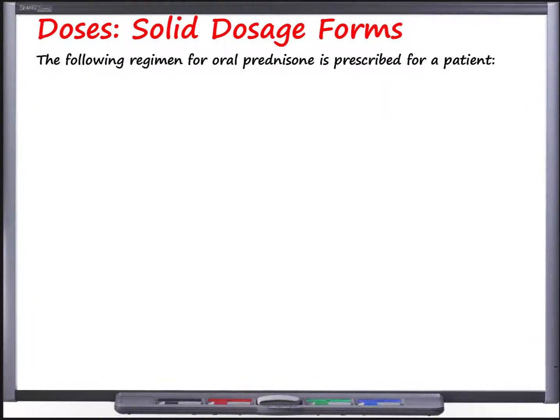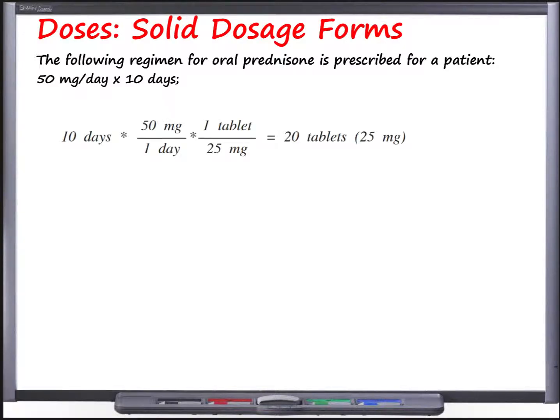Let's start. Again, we're going to do this one step at a time. So the first thing we're going to emphasize is let's calculate how many of the tablets we're going to need to provide 50 milligrams a day for 10 days. So my recommendation to you is to start with the 10 days. And again, I always like to use dimensional analysis so that you can see how we cancel the units. And by the end, we should have the units that we want.